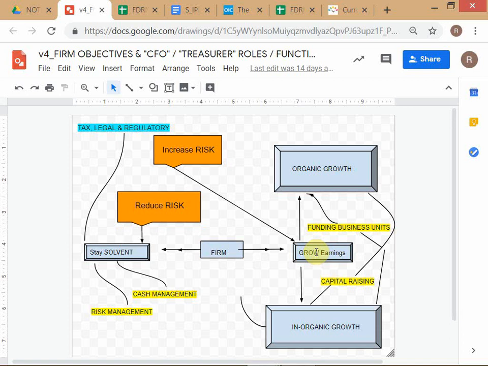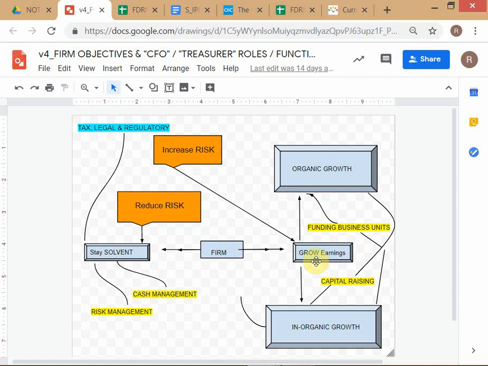So the competing objectives of the firm, just make sure that you understand this framework. The firm has two objectives. On the one hand, it has to grow earnings. So to grow earnings, does it have to increase risk or reduce risk? Increase risk, because returns come with risk. If you don't take risk, you don't get return. So in order to grow earnings, it has to increase risk.